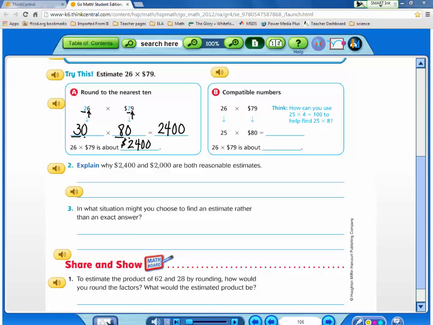Another way to look at it is using compatible numbers. And compatible numbers are just numbers that are easy for us to work with. Many of us work with the number 25, especially when we think about money. So if we take a look at this problem, they said that 26 is close to 25 and that 79 rounds to 80. So if we think about 8 quarters, we would have 200 and then we would add a 0. So this estimate is 2,000. It's just another way to look at estimating instead of using rounding. Although most of you will probably use the rounding method as you work on your schoolwork.